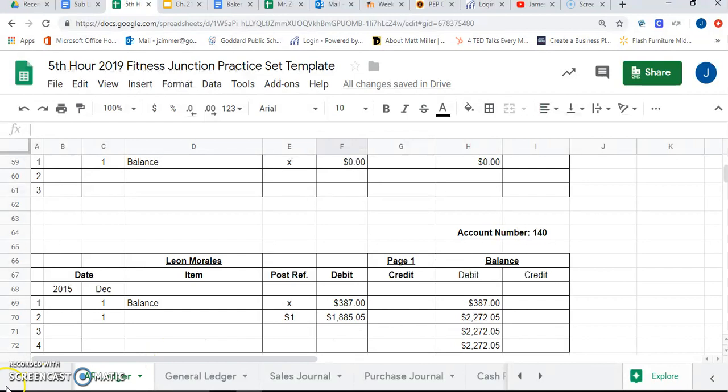You have one debit here and one debit there. All right, Form 2. We're ready to move on to Form 2.